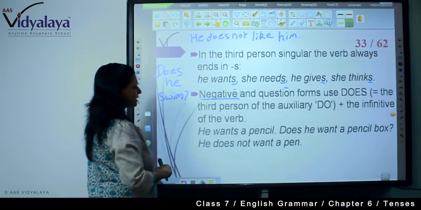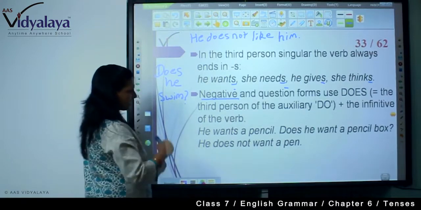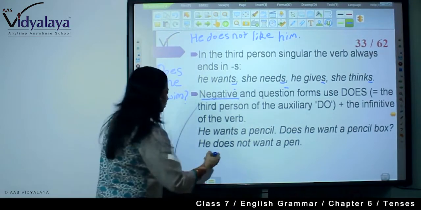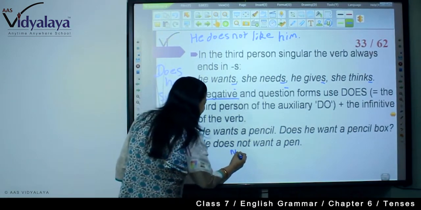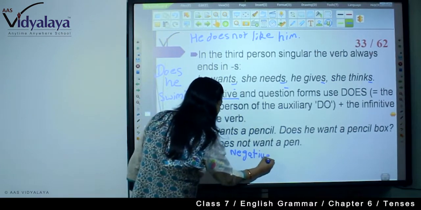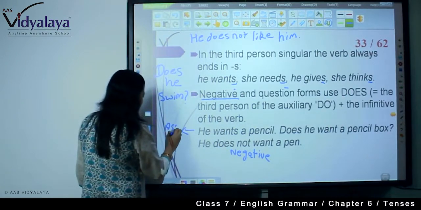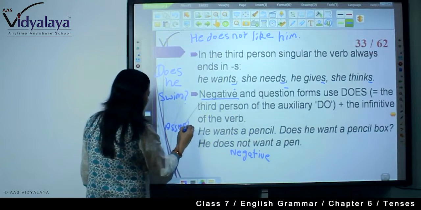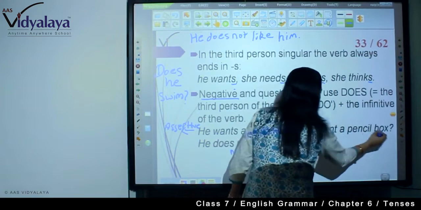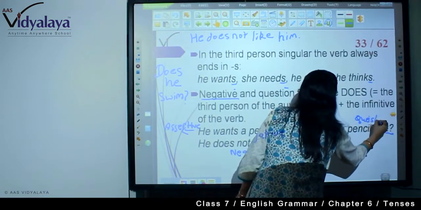Now, he wants a pencil. Simple, assertive. Does he want a pencil box? That is a question. And he does not want a pen. And this is again negative. So, this is negative you are seeing. This is your assertive, and this is your question. That is interrogative.